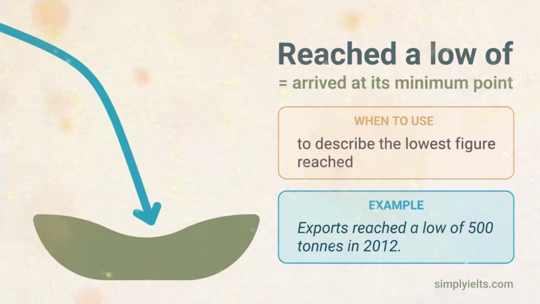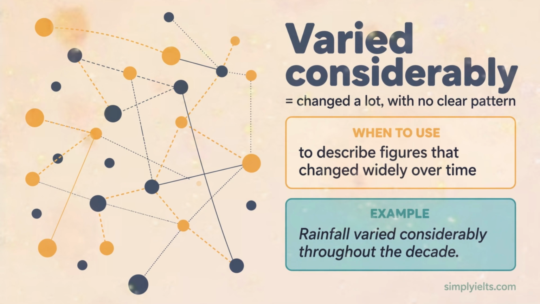When something reached a low of, it has arrived at its minimum point. Use this to describe the lowest figure reached, like, exports reached a low of 500 tons in 2012. To vary considerably means to change a lot with no clear pattern. Use this to describe figures that changed widely over time. For example, rainfall varied considerably throughout the decade.